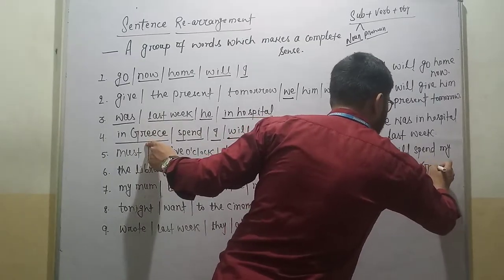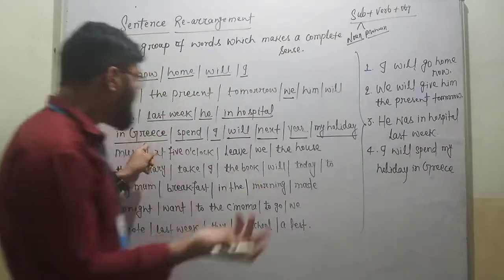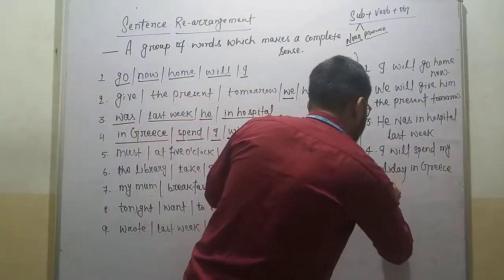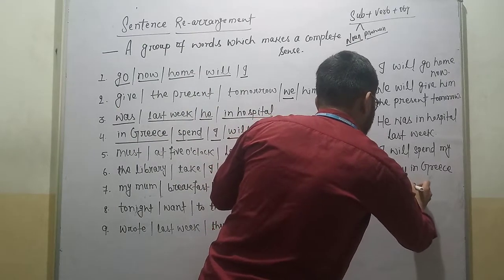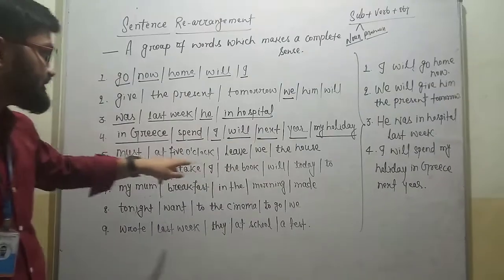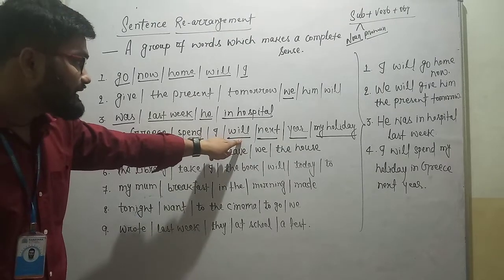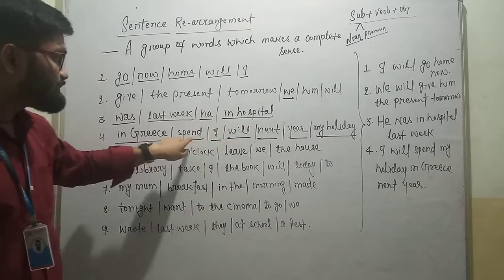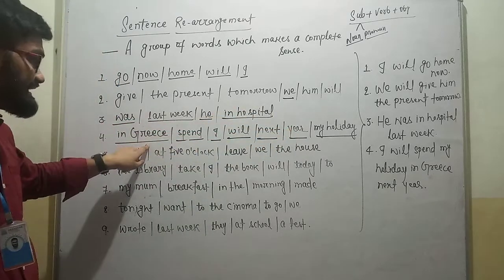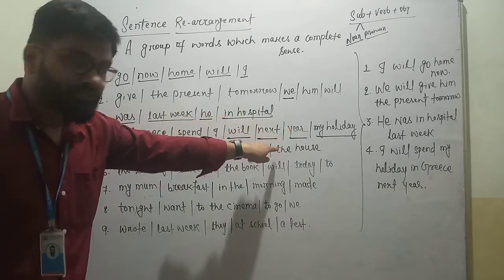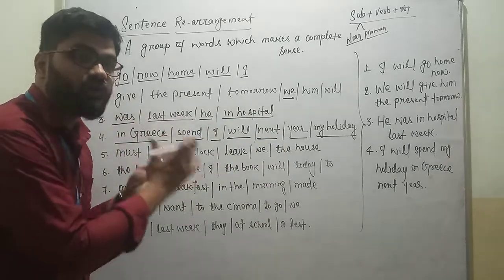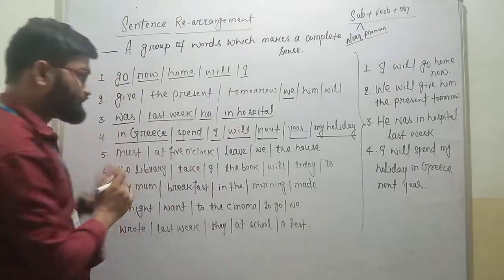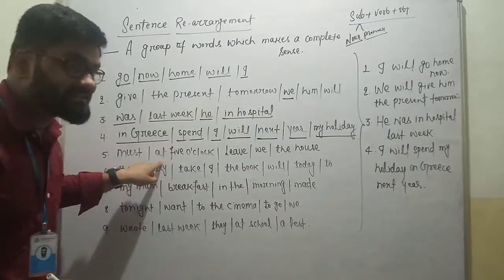Where? In Greece. But when? When will we celebrate that? Next year. Now, you please match it. I will spend my holiday in Greece next year. So this is how you should arrange the words. One more thing, you can number them also. For that, I am going ahead to do that in the next sentence.